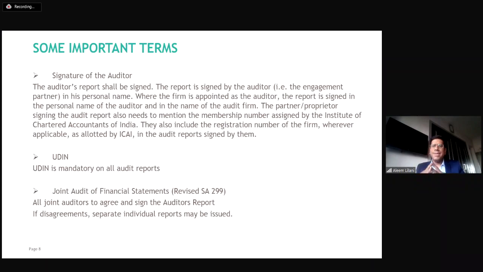If there is a disagreement between the joint auditors, a separate report should be issued by each of you mentioning that fact. I won't get more into this because joint audit is covered under SA 299, which is very detailed, recently revised, and very well put out. All the responsibilities of every auditor, the management, everything is defined there well.